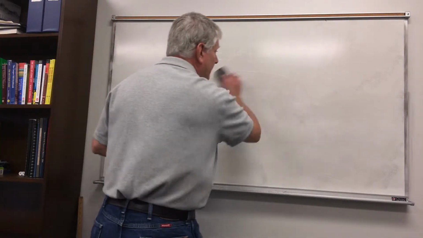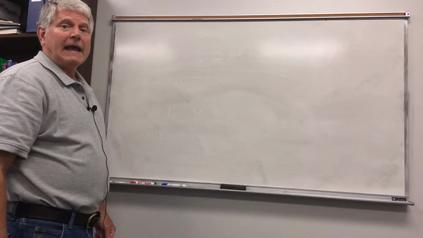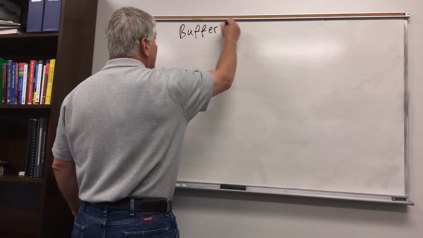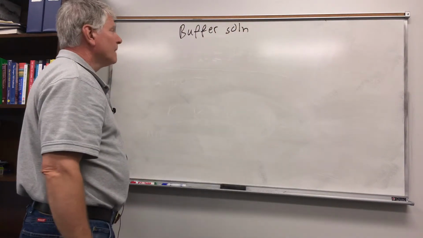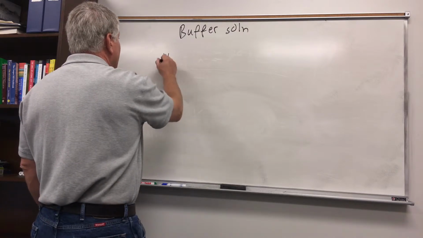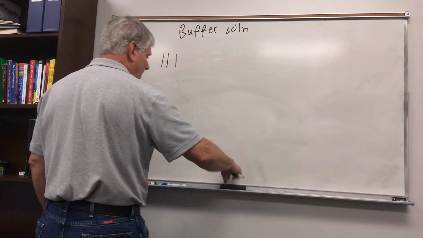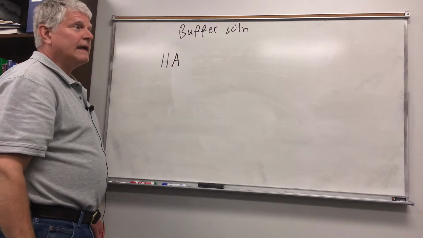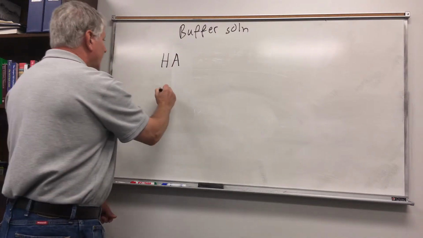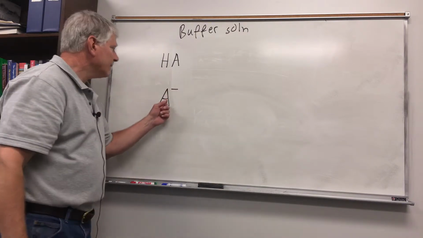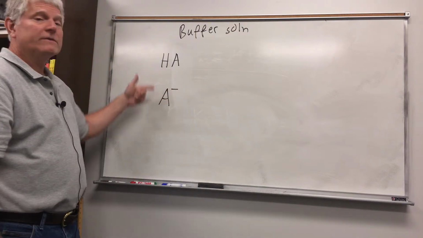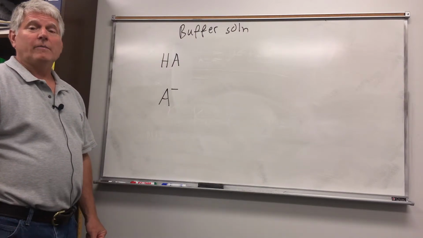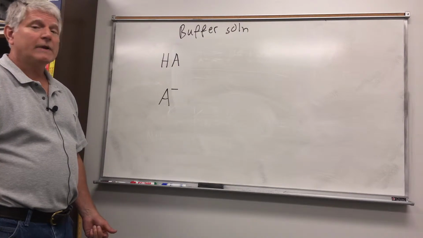Okay, now let's consider if we have a mixture of an acid and its conjugate base. So now we have a buffer solution. So say we have an acid, HA, and we have its conjugate base, A minus. So we have both of these in solution. So now say we add some base, strong base to the solution. What is it going to react with?